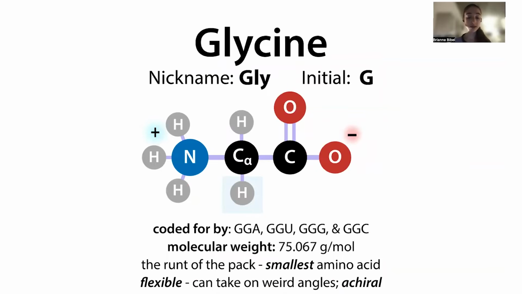Okay, that was in the body. In the lab, we also use glycine as a buffer. It can be really helpful for this. But one more thing about in the body is it can also serve as a neurotransmitter, so kind of like a brain signaling molecule.